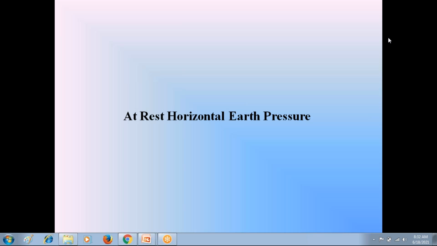In the at rest condition, the backfill soil is in elastic equilibrium condition. There is no failure in the backfill soil. So we can apply the theory of elasticity on the backfill soil. And in the at rest condition, we assume the backfill soil is semi-infinite, homogeneous, elastic, and also isotropic.